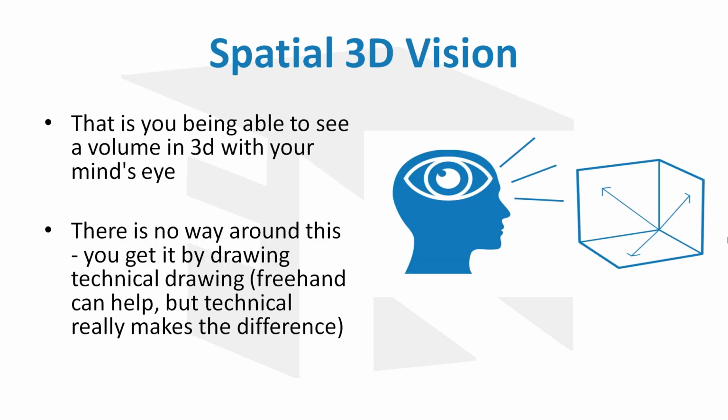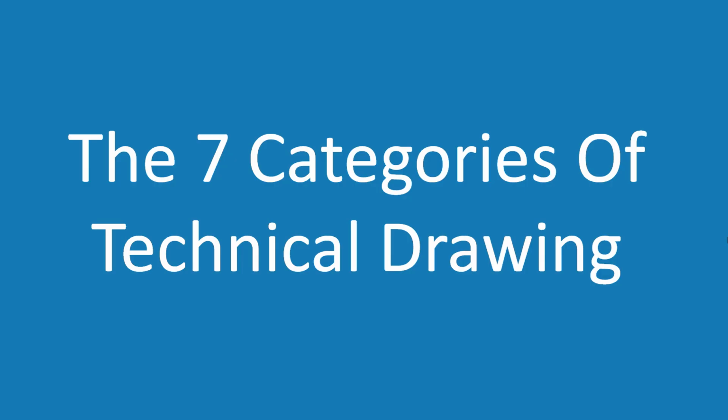Okay, spatial vision, the next topic. You will be able to see volumes in 3D, which is very good. It's really going to help you, and it is going to fry your brain. There is absolutely no way around this. You basically need to upgrade your brain. This is the part that makes you smarter. Freehand drawing is going to help, but technical drawing is 100% about spatial 3D vision.